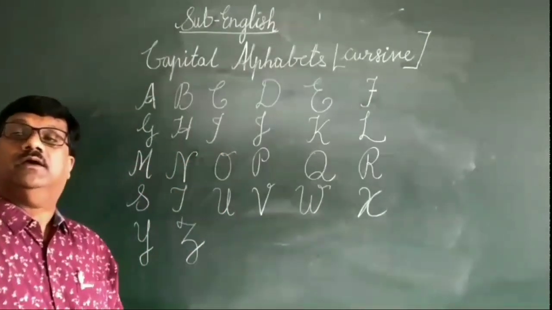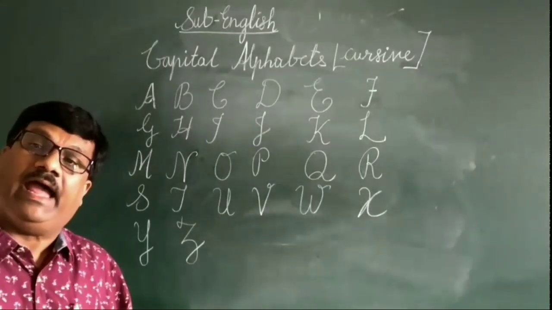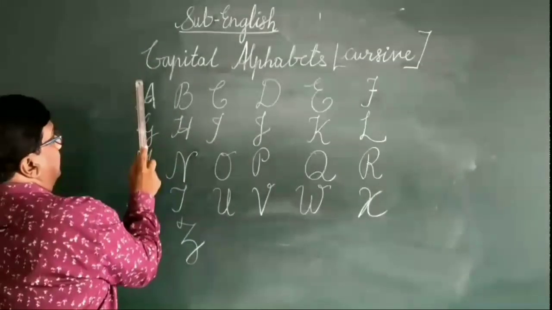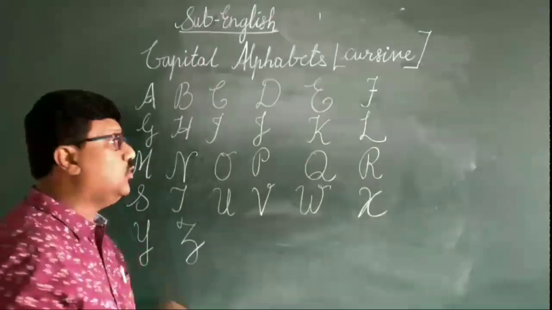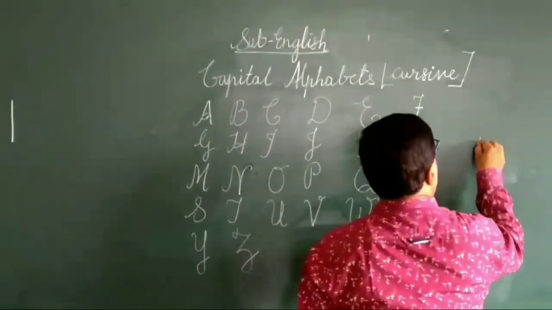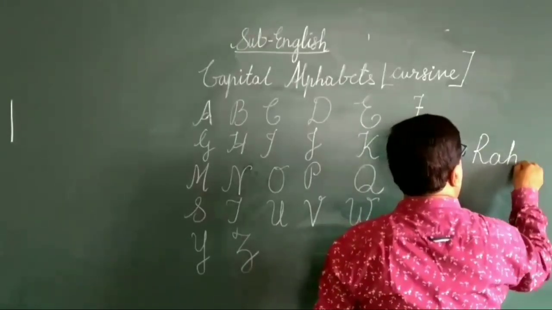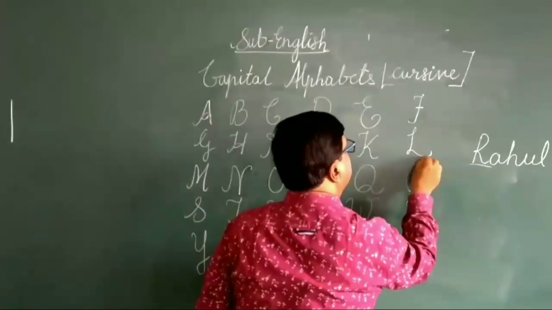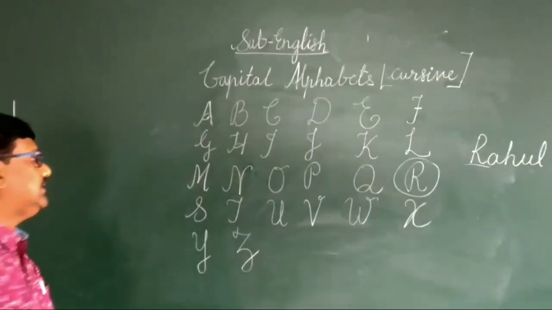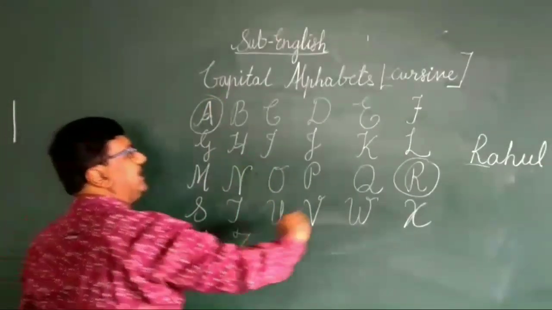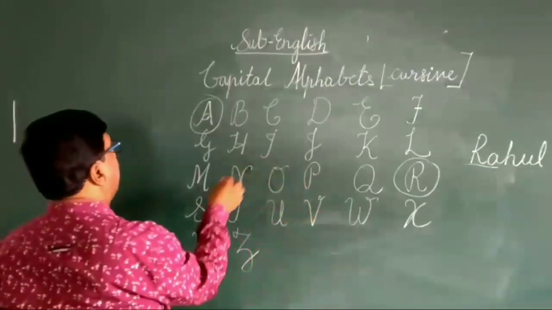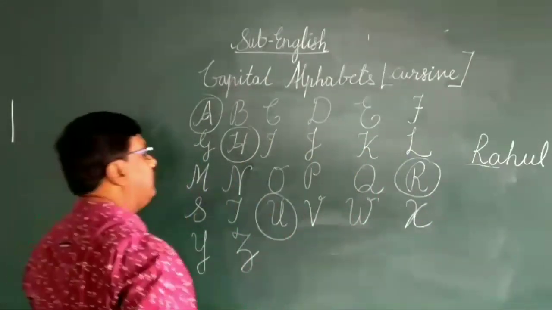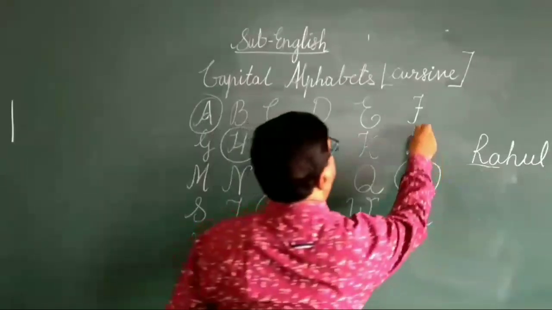For example, your name, surname and your father's name you can make and write with the help of these alphabets A to Z. For example, Rahul. R-A-H-U-L. Rahul. From where did I take the R? From the alphabets. Then A, where is A? A is over here. Then where is H? H is over here. Then where is U? U is over here. And where is L? L is over here.